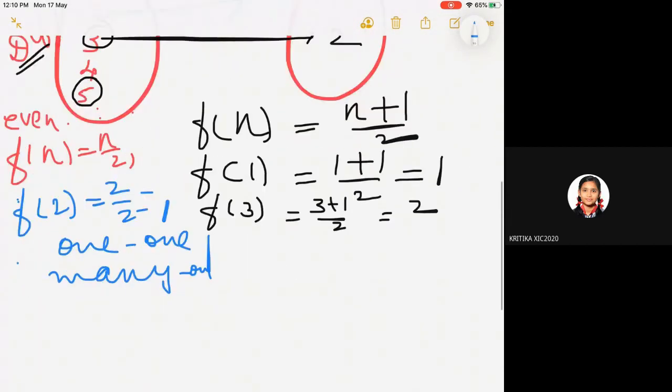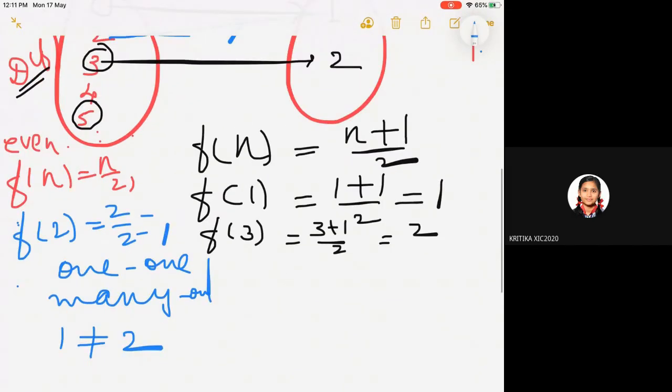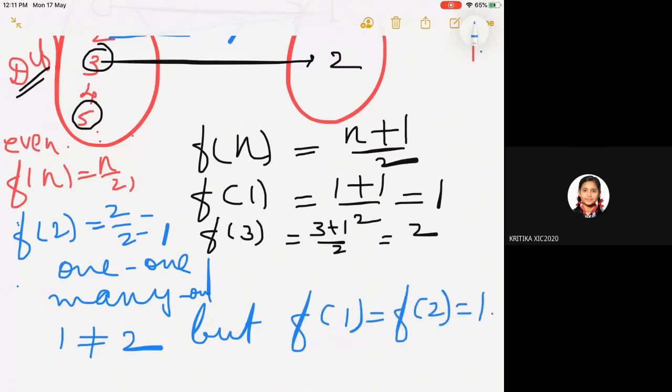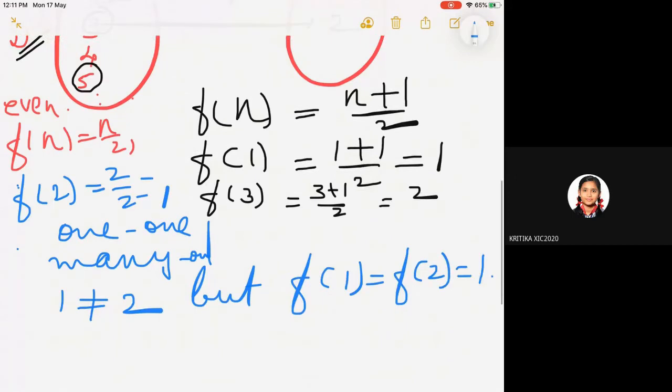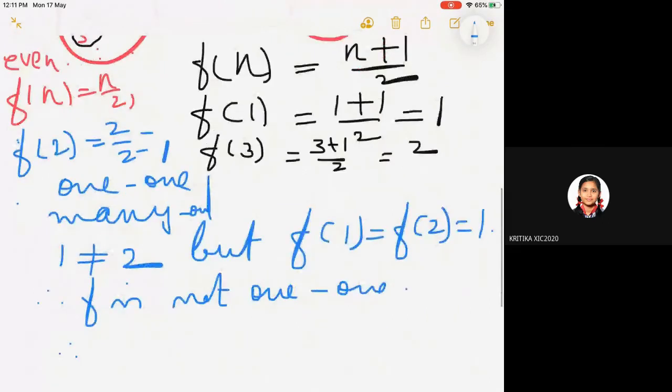So this is enough. How will you write that it is not 1-1? You have to take two different elements of the domain, 1 not equal to 2, but f of 1 and f of 2 are the same, equal to 1. Therefore, f is not 1-1. Therefore, f is not bijective.